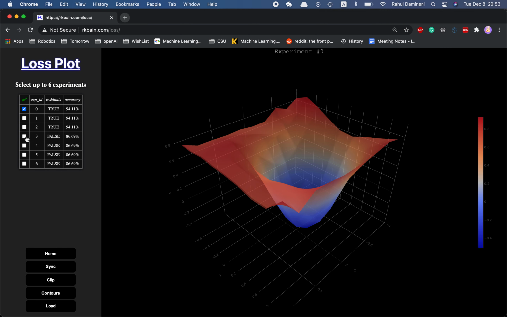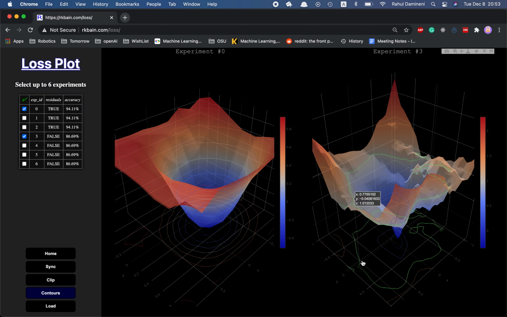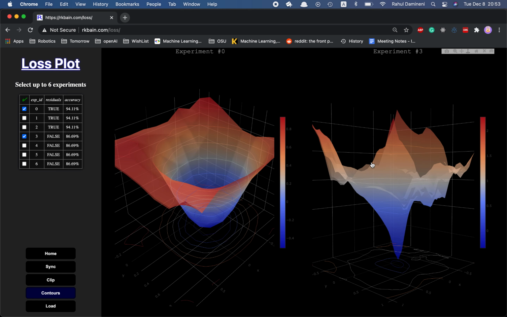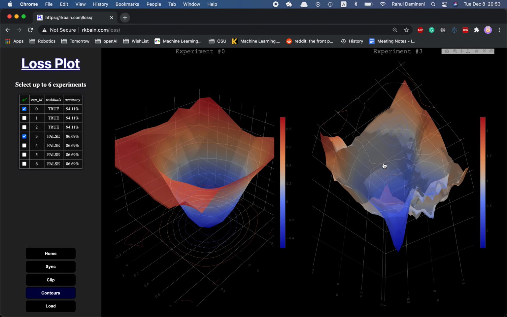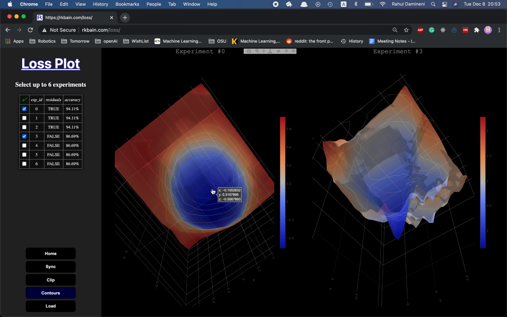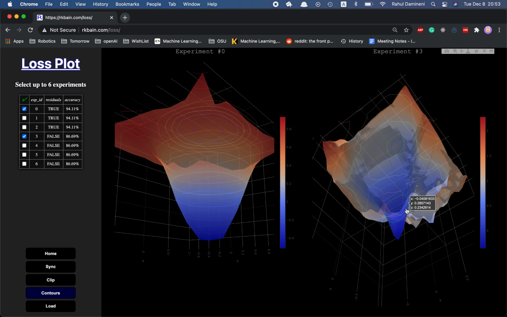So she decides to visualize the projected loss landscapes of the two models. And the one towards your right side is the one without any skip connections, experiment number three. And if you observe the contours here, you'll notice that the one without skip connections has rough contours, meaning the gradient is jumping abruptly, while the one with skip connections has a much more consistent and smoother gradient flow.